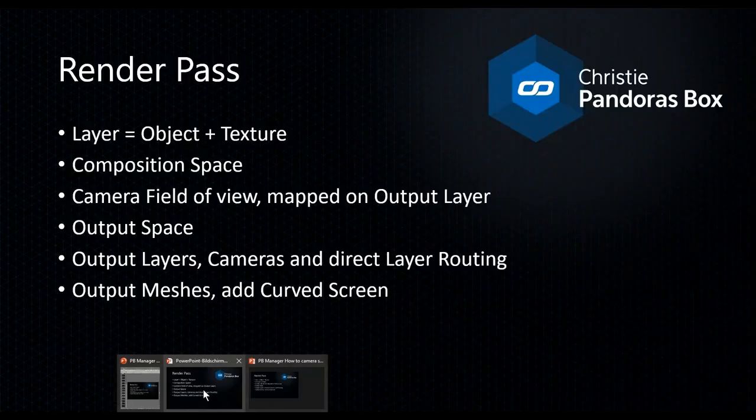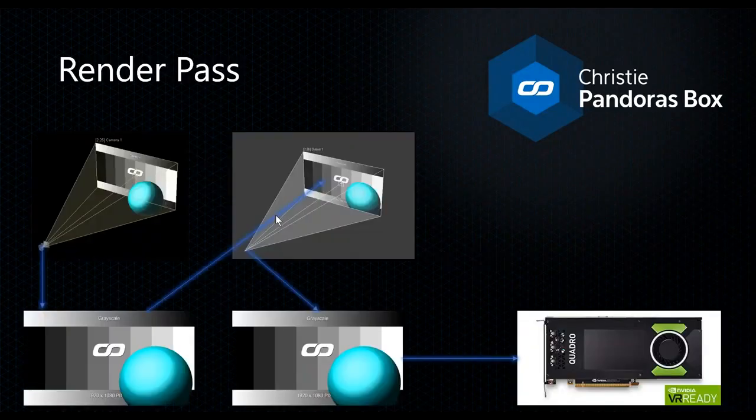Let me visualize that a bit different. So let's go for that one. So actually, that's my composition space, right? And I have a flat object in the back and a 3D object there. This is my camera, and it sees that line of sight. So this is the texture which is rendered by this camera.